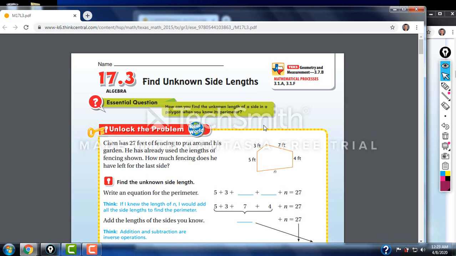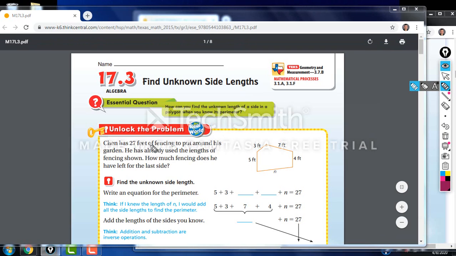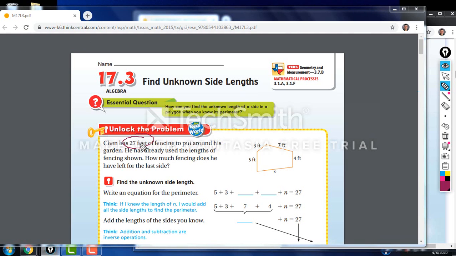Okay, so you're given a polygon here, and it gives you the word problem. Chan has 27 feet of fencing to put around his garden. So there's the key right there. They already give you the perimeter. You already know the perimeter: 27 feet of fencing around his garden. He has already used the length of fencing shown. So they show you this. How much fencing does he have left for the last side? So this is what you're trying to find out.